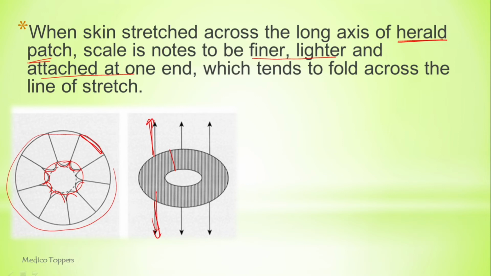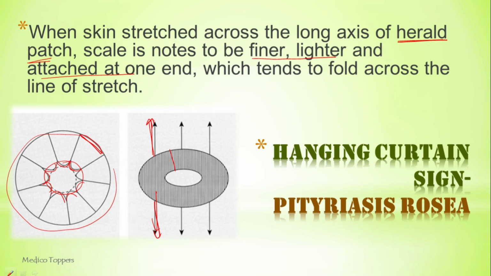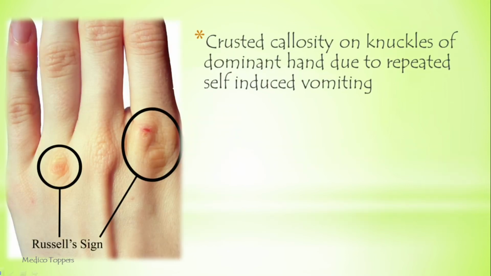So let's see where we can find this condition. So this is seen in pityriasis rosea. Once you see the herald patch, you can directly go with the diagnosis of pityriasis rosea. But on examination, if we get this sign, then it is a confirmatory one. It is also called as hanging curtain sign because the scales will be looking like a curtain.